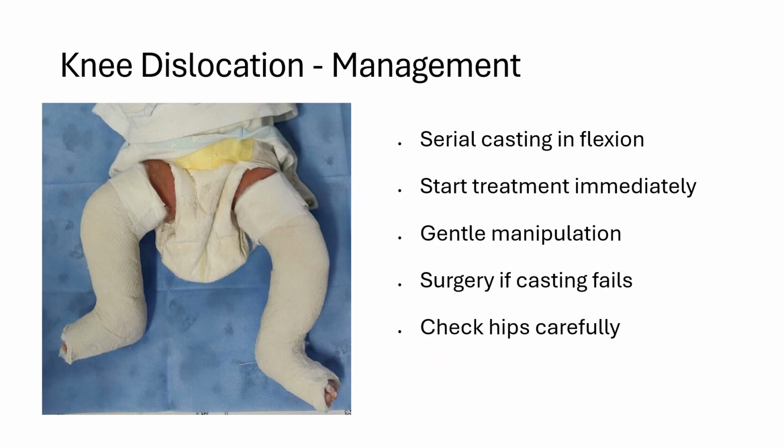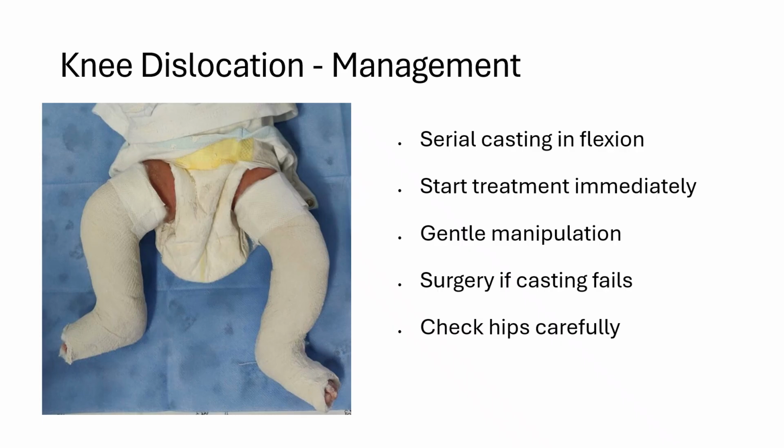difficult to correct. The principle behind treatment involves serial casting in progressive flexion, similar to the approach used for clubfoot but working in the opposite direction. Think of this as gradually teaching the contracted quadriceps muscle to lengthen while encouraging the knee joint to remember how to flex. Start treatment immediately after birth because infant tissues possess remarkable remodeling capacity that diminishes with age.